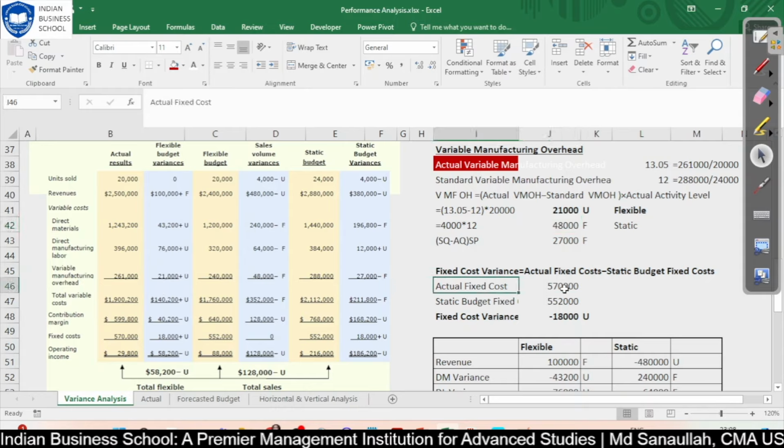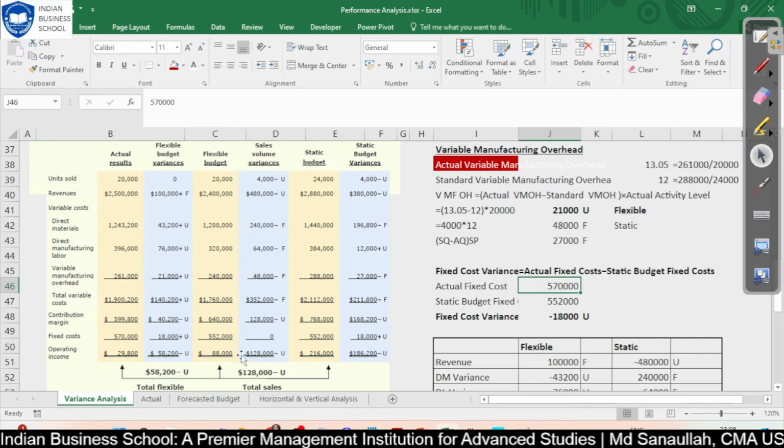Okay, now we talk about fixed cost variance. Fixed cost is very simple. What is your actual fixed cost? This is your actual fixed cost, 5,70,000, and as per flexible, our fixed cost should be 5,52,000 as per the budget. And one more noting point here is static budget and flexible budget have the same fixed cost.